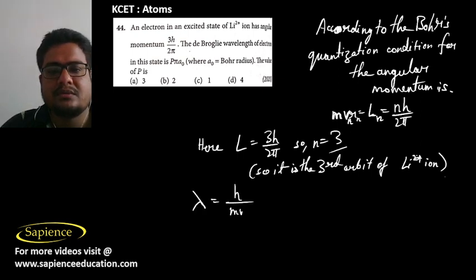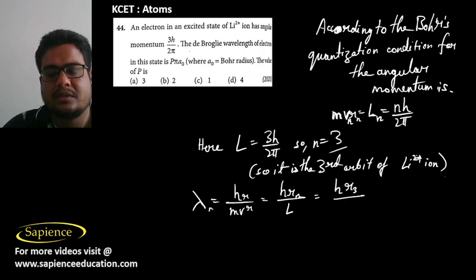So I can write lambda equal to h into r by mvr, that is L. So the radius of the third orbit r3 divided by L, that is 3h by 2 pi. So lambda is equal to 2 pi into r3 by 3.